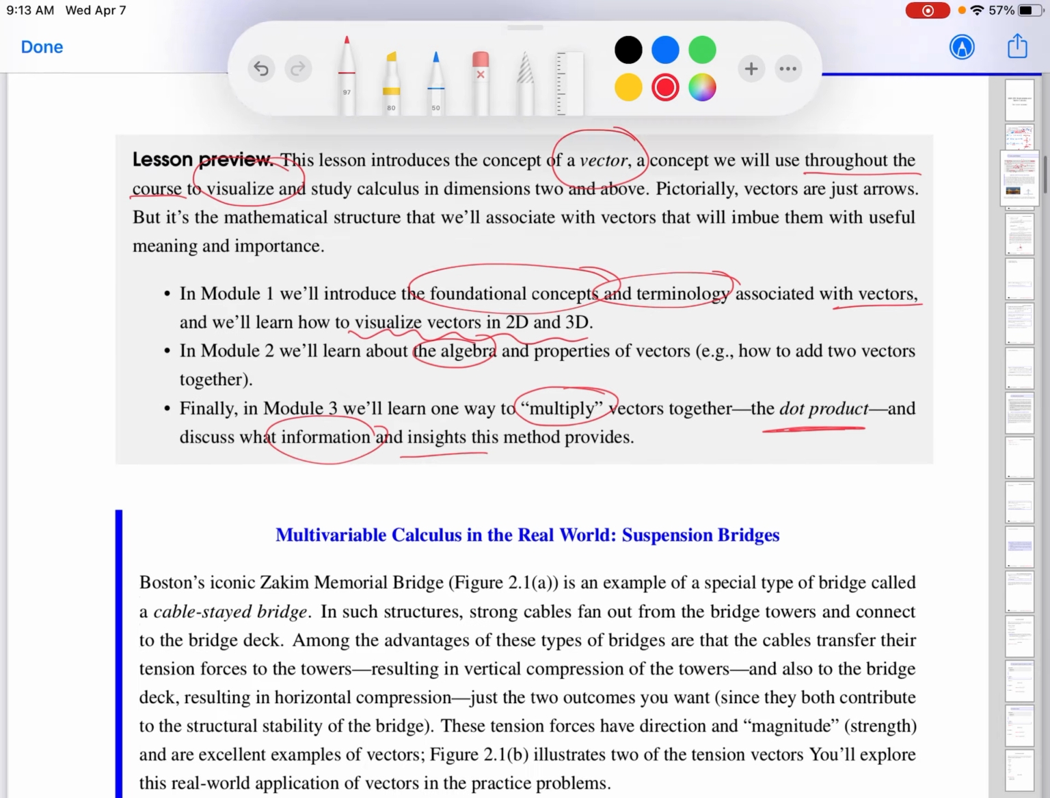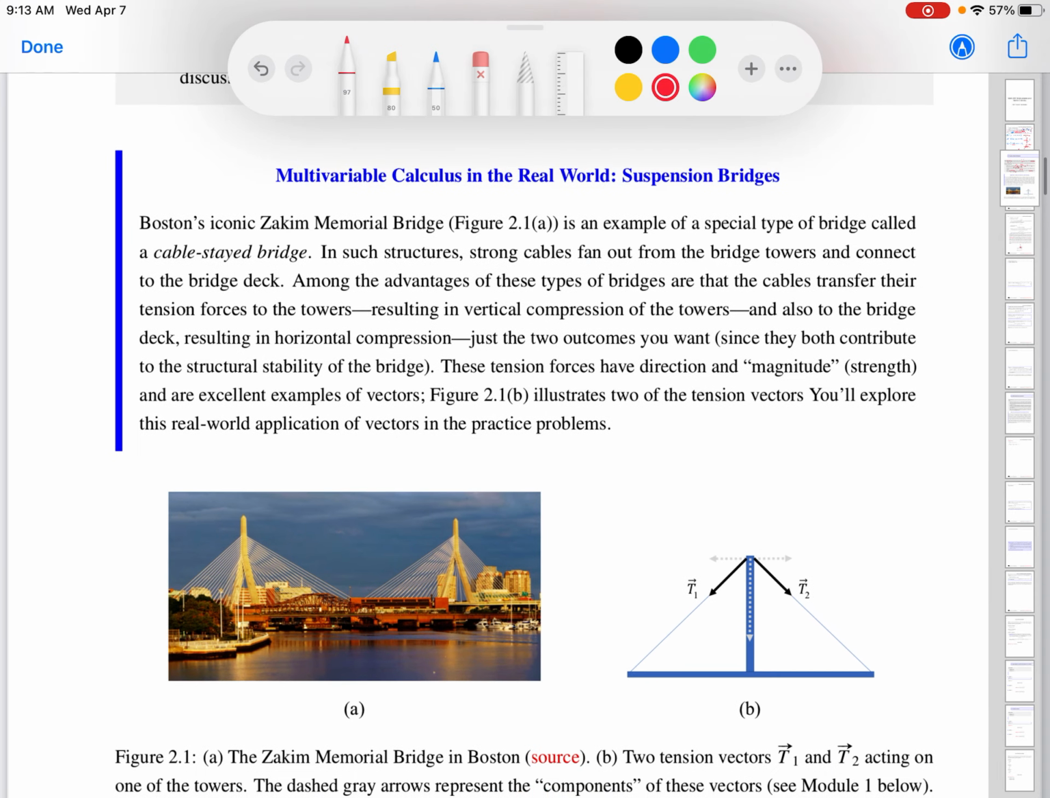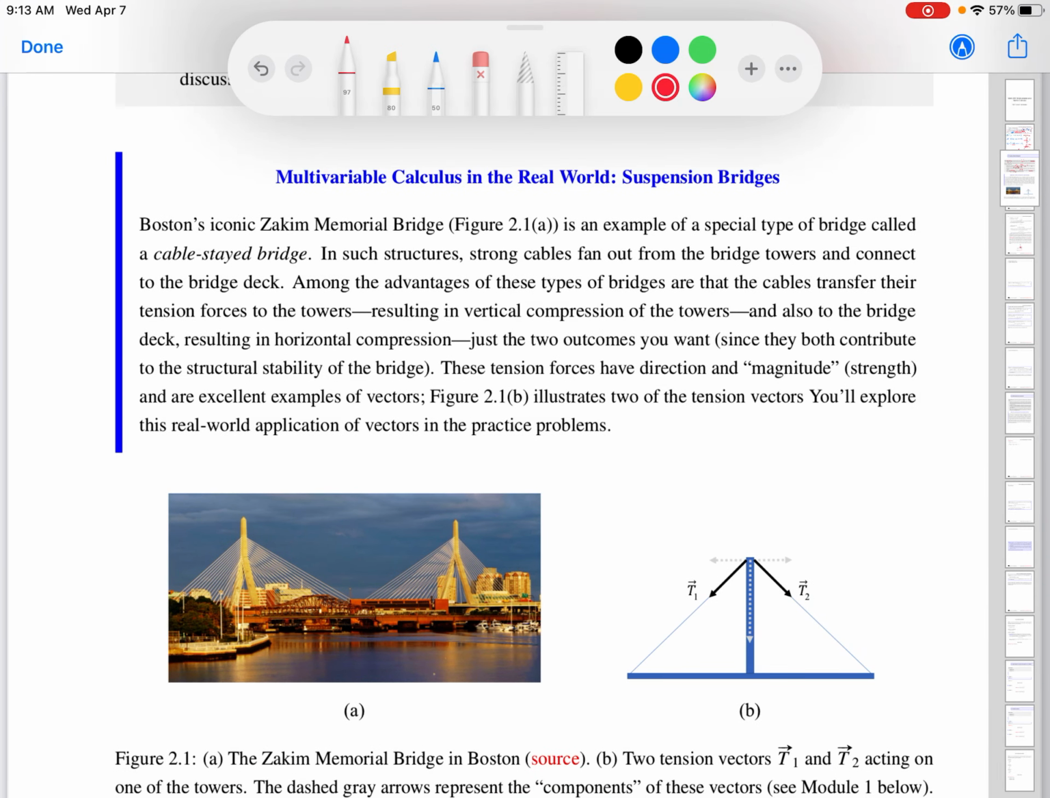I mentioned in the first video, the lesson 1 video, that I would sometimes after the lesson preview give you some real world connection to the concepts that you'll be learning in the lesson. This is the first of those. So I'll just mention a few quick things here and encourage you to read this on your own time if you're interested.